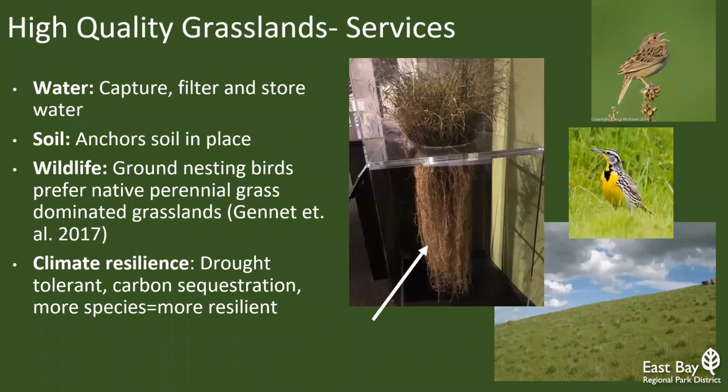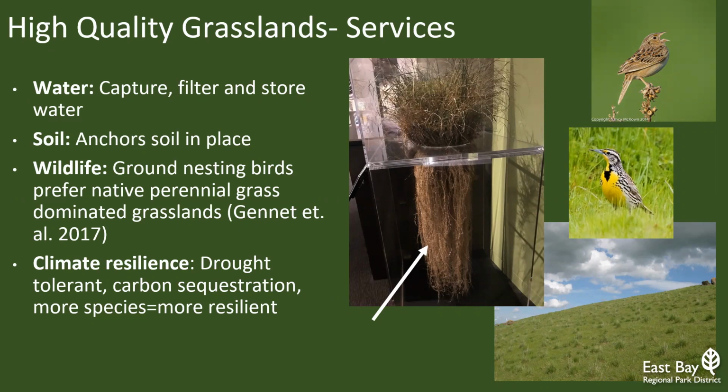What are some of the services that the high quality grasslands provide? The picture in the middle here is of a California oakgrass, and it's actually taken at the Oak Museum, so you can go see it there. You can see the above ground part of the plant that everybody sees when you're walking on the ground. And then below ground, those are the roots where the arrow is pointing that can be over 10 feet deep in the ground. So when you look at that, you can imagine why our native perennial bunch grasses do a really good job of capturing, filtering, and storing water and anchoring soil in place.